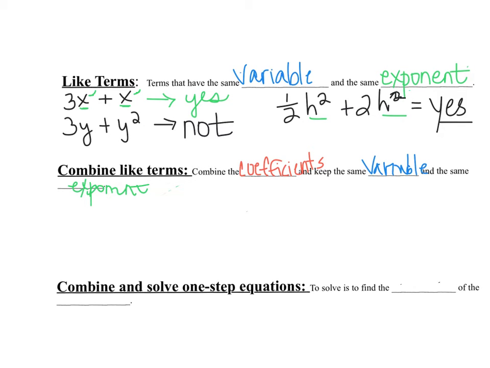Okay, so this is where I should have put my 3x plus x. Okay, so this is 3x plus 4x. Can we combine these like terms? Well, they have a common variable and exponent, so yes. So we're going to keep those the same and just add the coefficients.